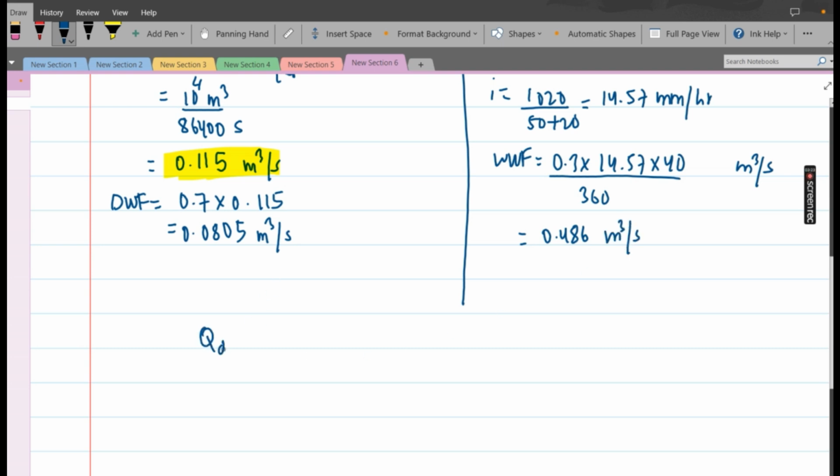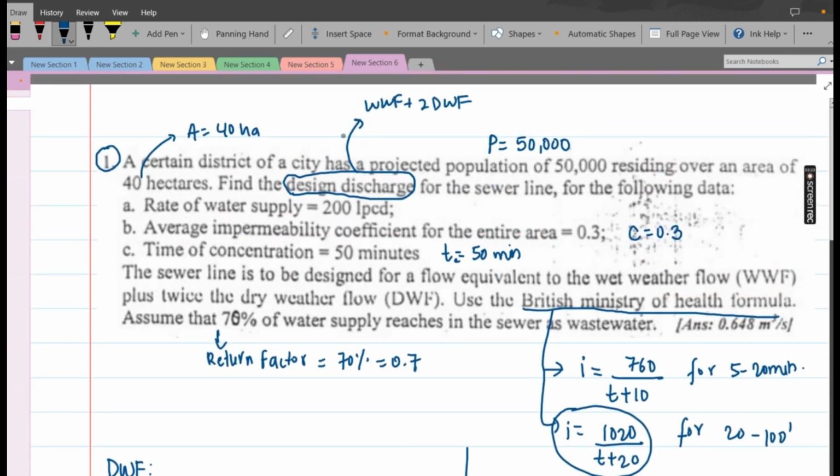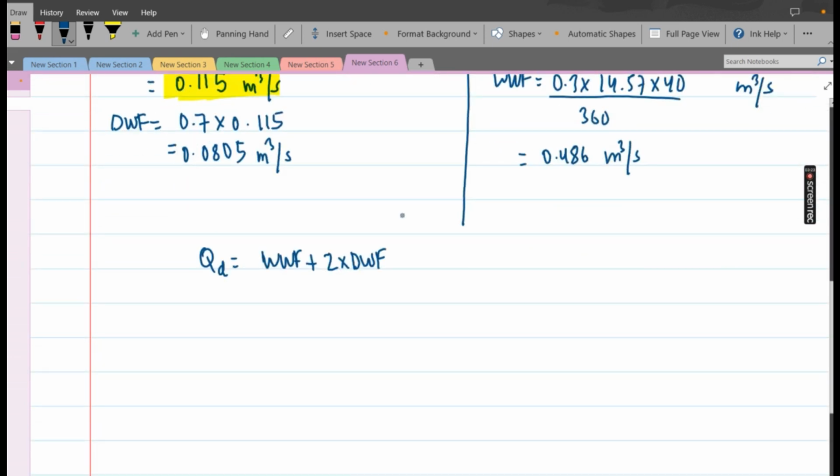Now the design discharge QD equals WWF plus 2 times DWF, as we mentioned earlier. Now let's calculate this.